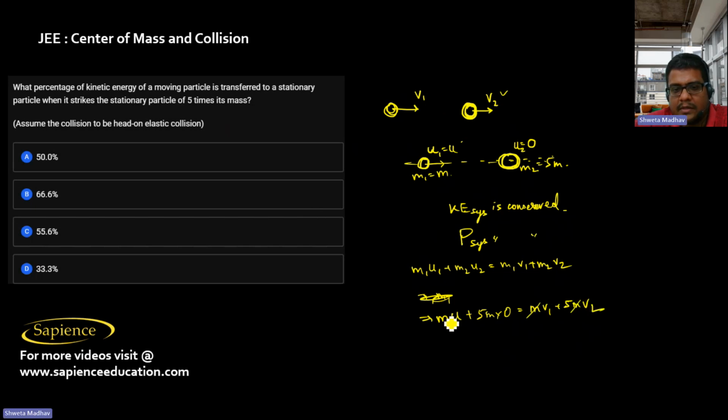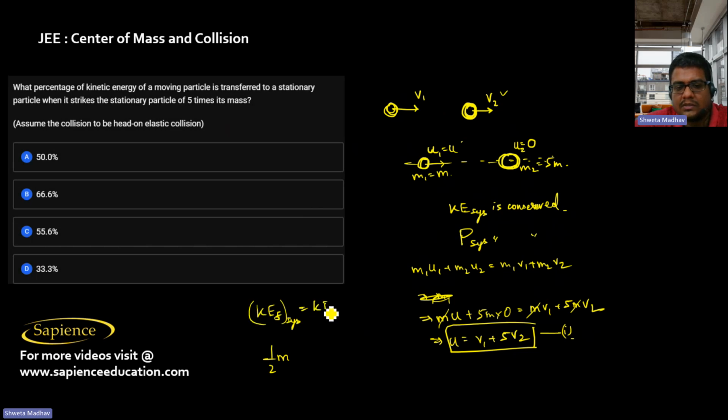So m we can cancel, therefore u will be equal to v1 plus 5v2. This we got as one equation. And then kinetic energy is conserved, it means half m... So the final kinetic energy of the system is equal to the initial kinetic energy of the system.